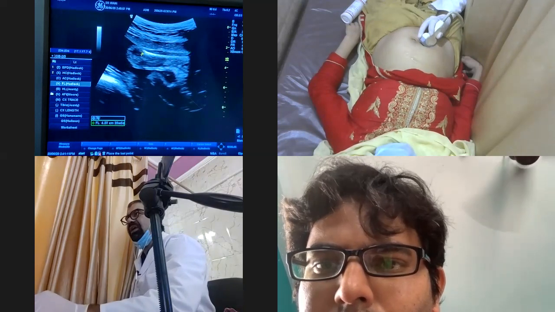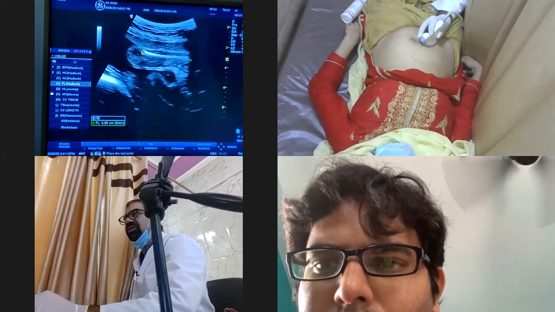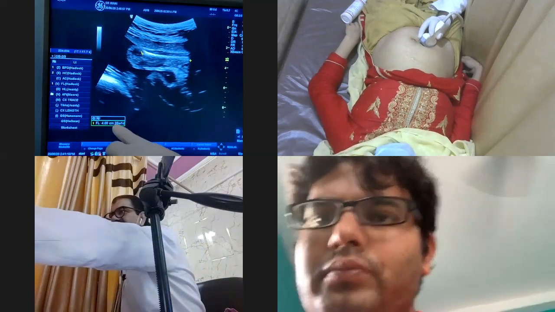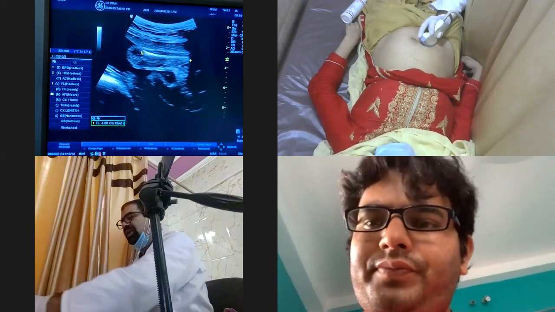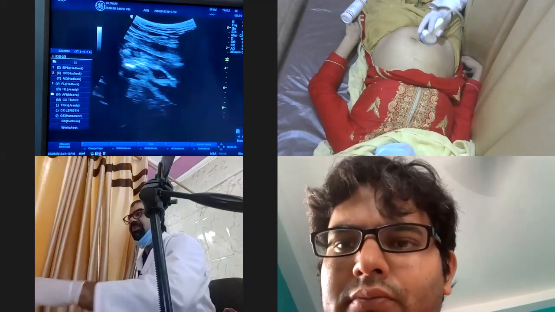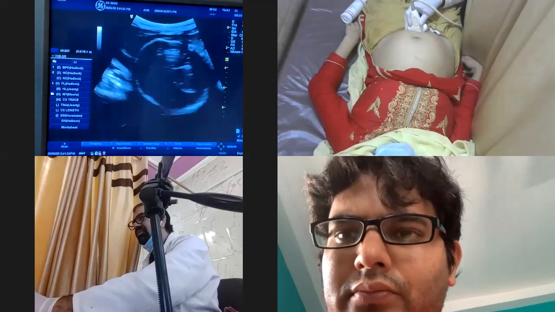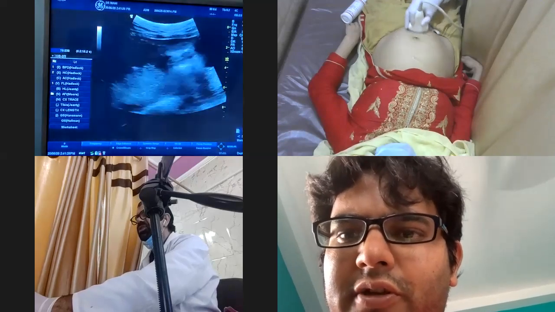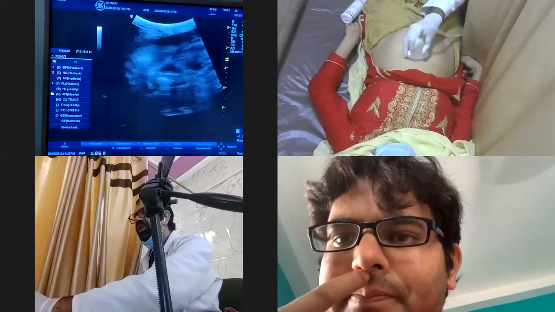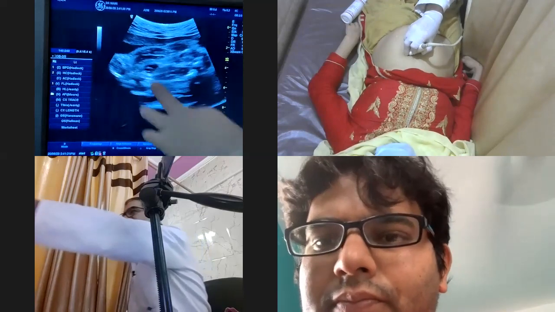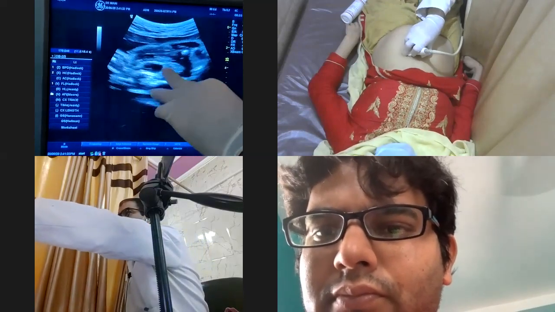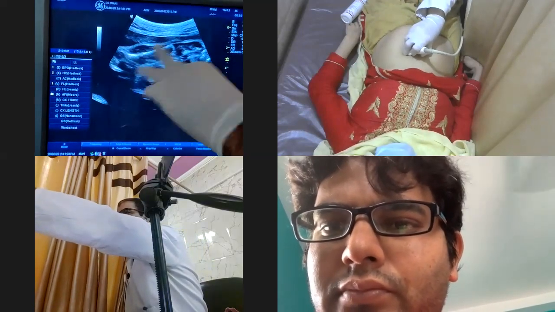I will show you again how this works. So this is 26 weeks and 5 days. Again, this is corresponding as per her LMP. As per LMP, she is 27.3 weeks. Now see, the head is over here, moving up, and this is the femur over here. This is one femur, and this is the second one.